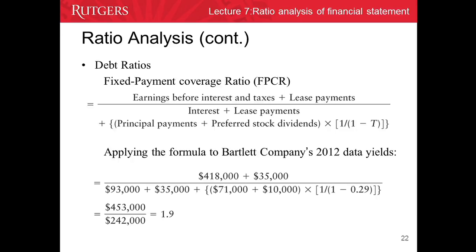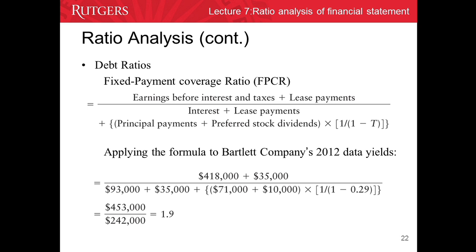It equals the earnings before interest and tax plus the lease payments, divided by the interest plus lease payments, plus the sum of principal payments plus preferred stock dividends, multiplied by 1 divided by 1 minus the tax rate. Then we go back to the Bartlett company's data.